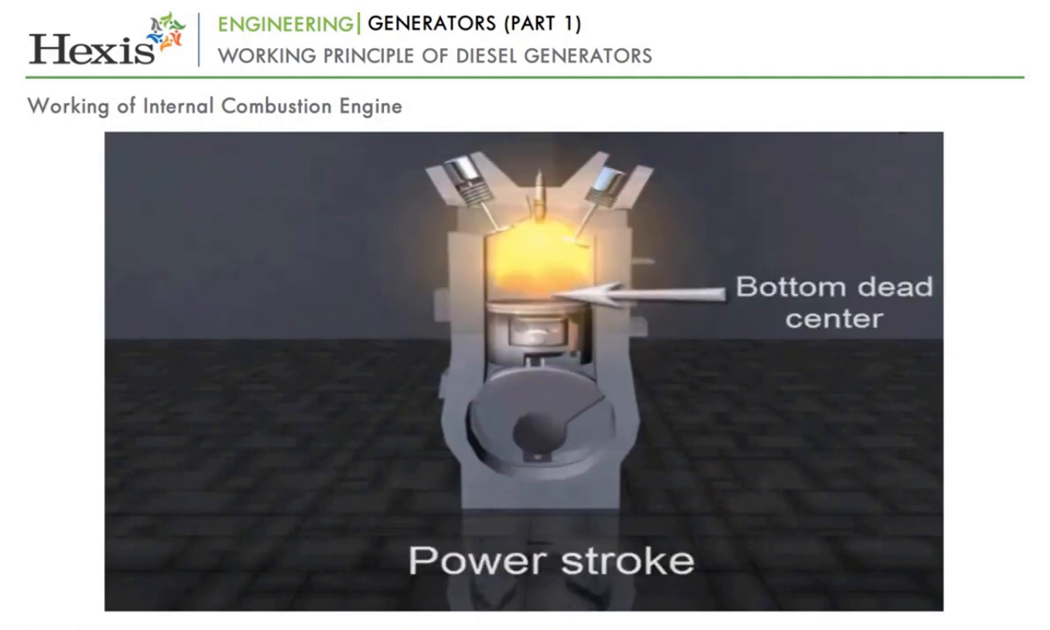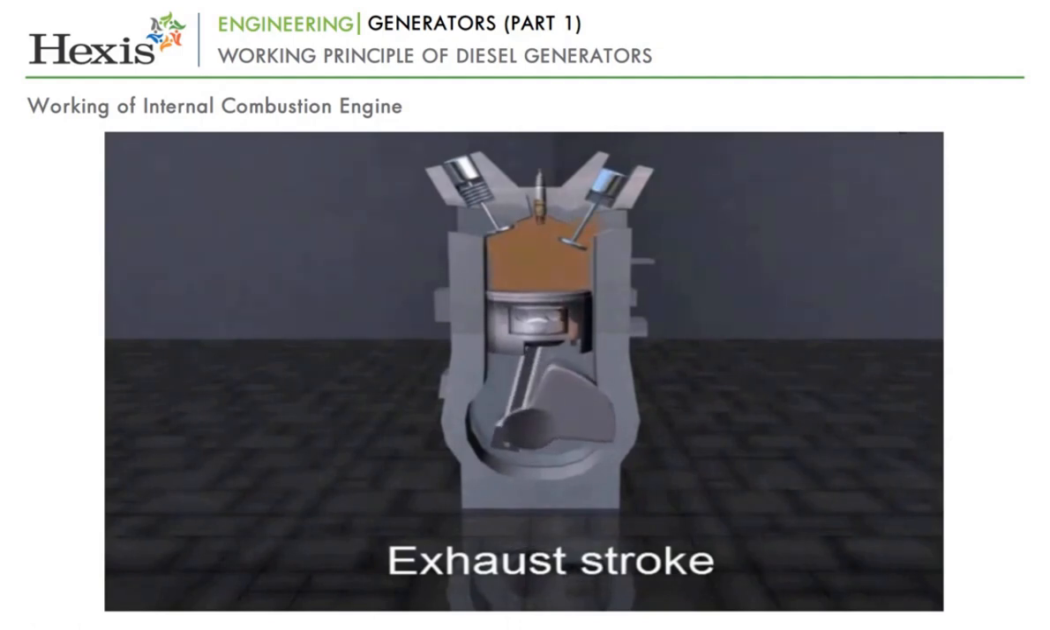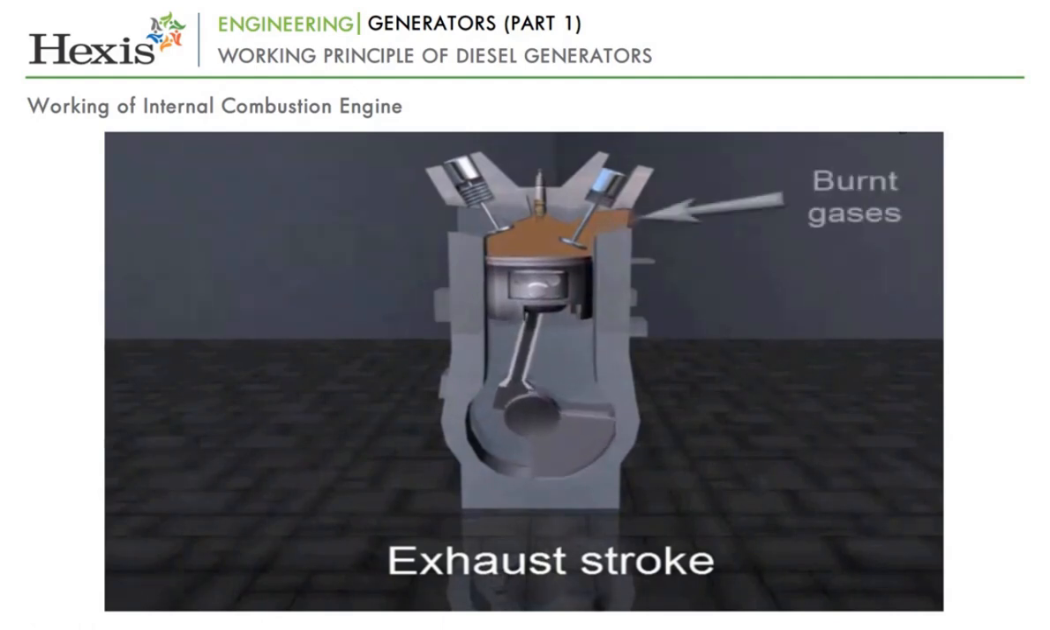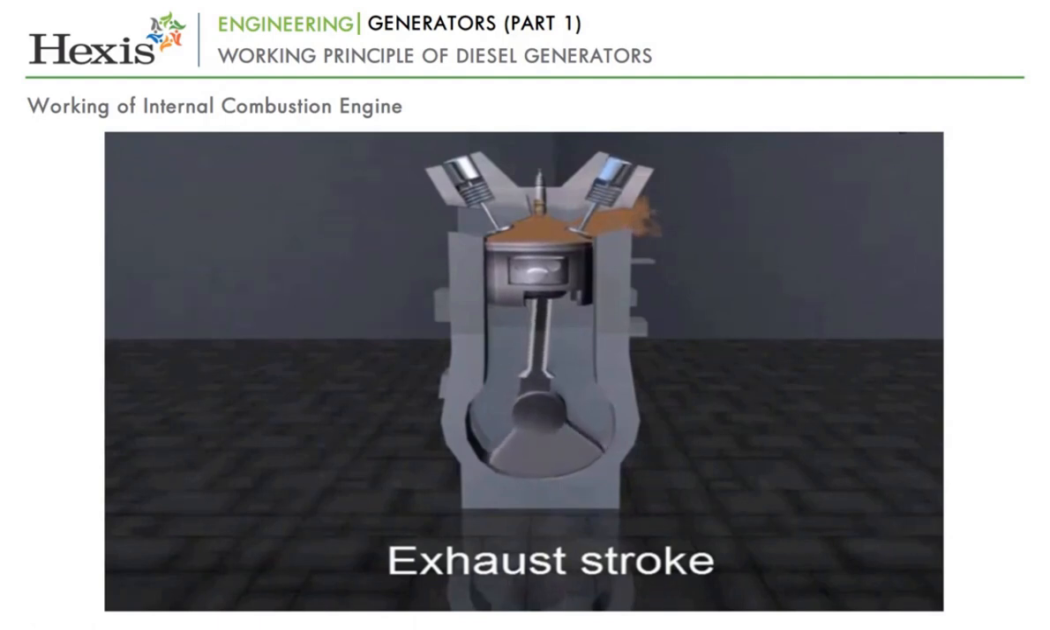bottom dead center. During the exhaust stroke, the piston once again returns to the top dead center while the exhaust valve is opened and burnt gases of the air-fuel mixture are exhausted out through the exhaust valve.